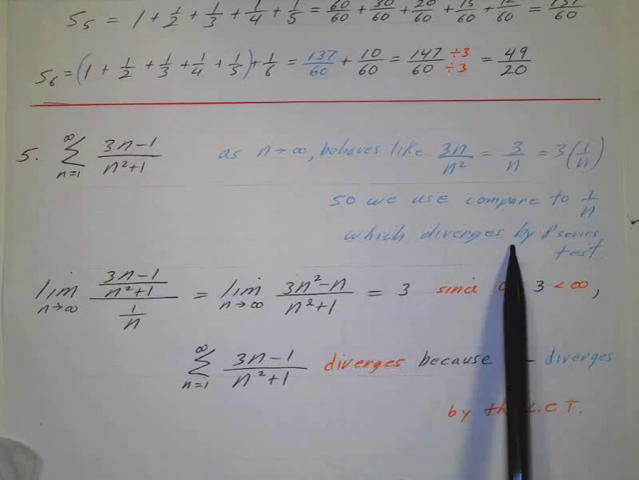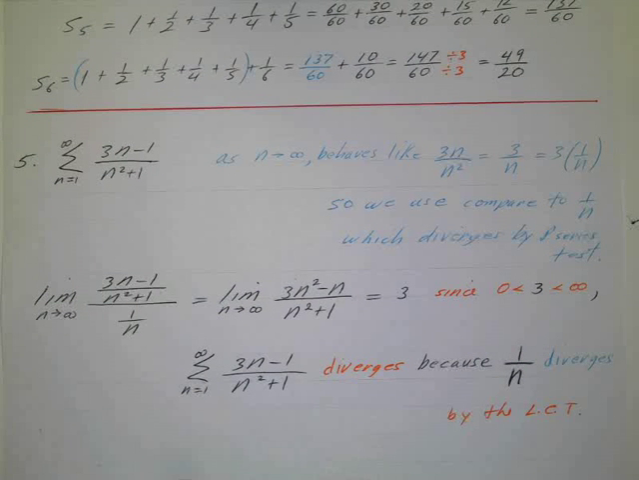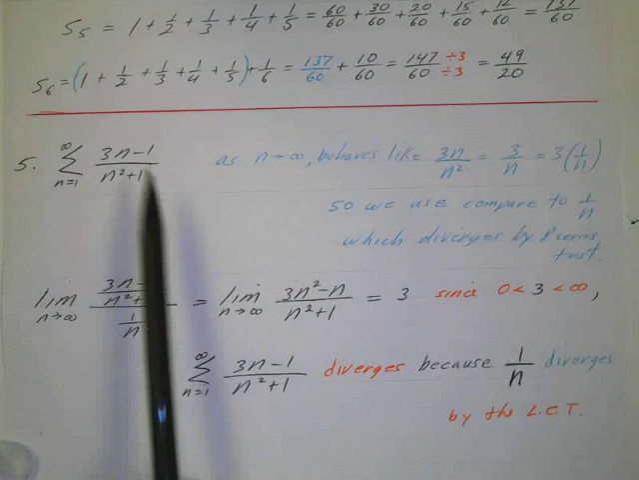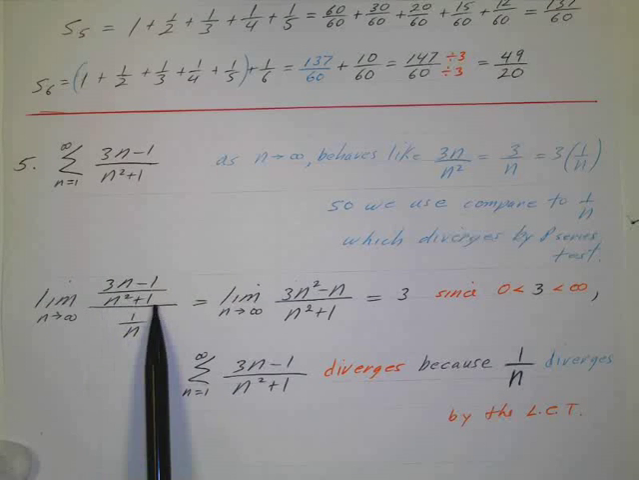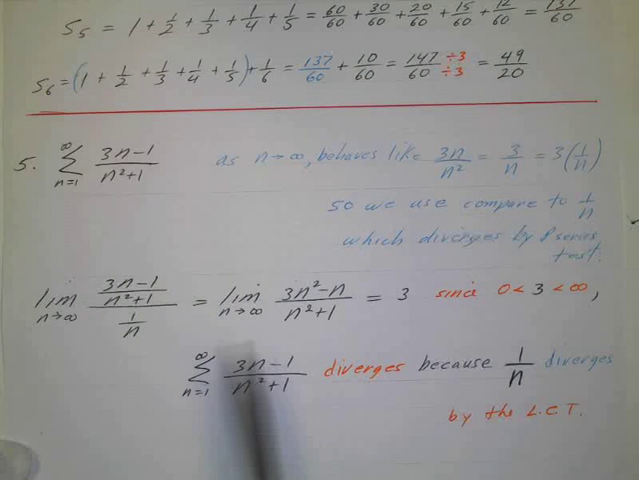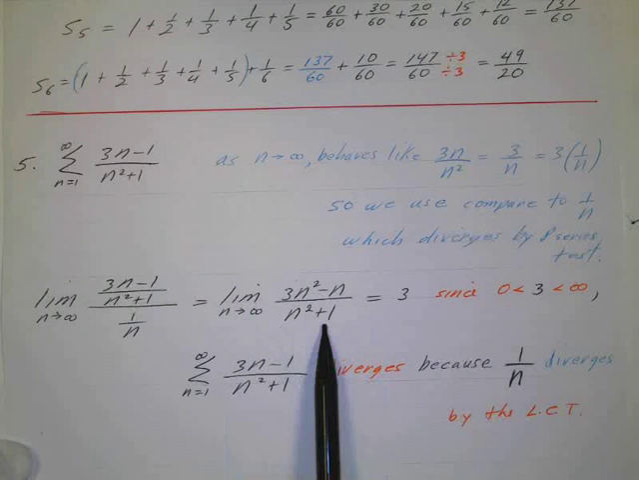Okay, so we're going to compare it to 1 over n, but that diverges by the p-series test. That's our special case of the p-series test. So we'll compare it and see what happens. So we'll take (3n minus 1) over (n squared plus 1), divided by 1 over n. And if we take a look at this, we invert and multiply, so we get 3n squared minus n all over n squared plus 1.